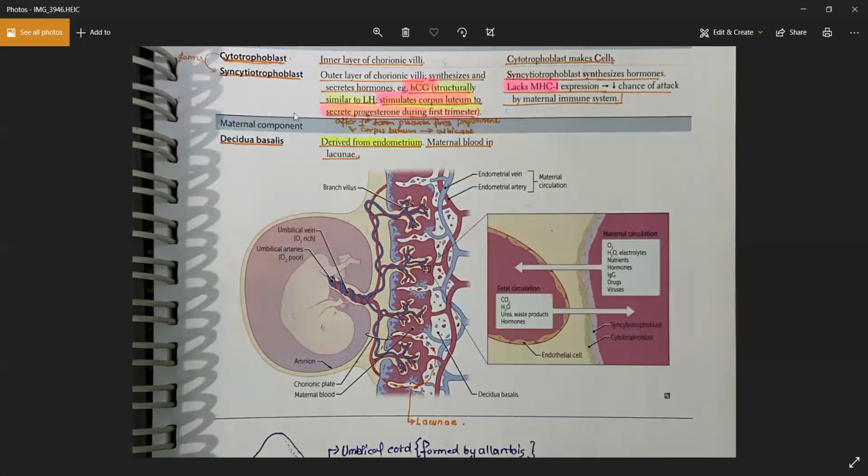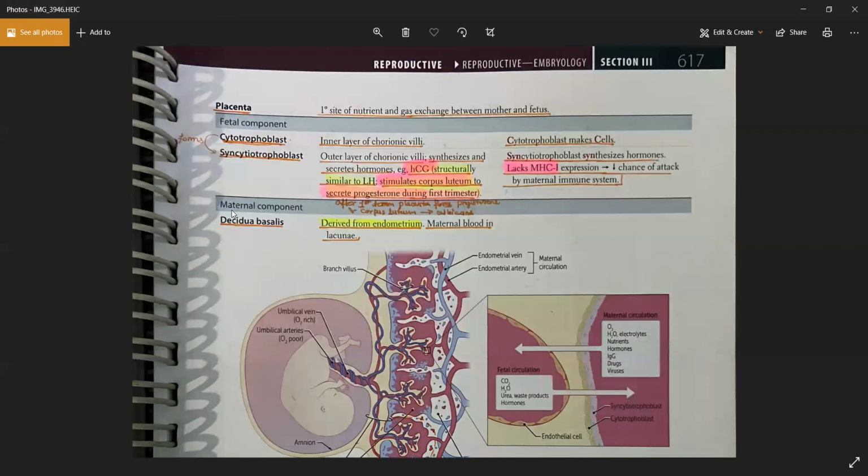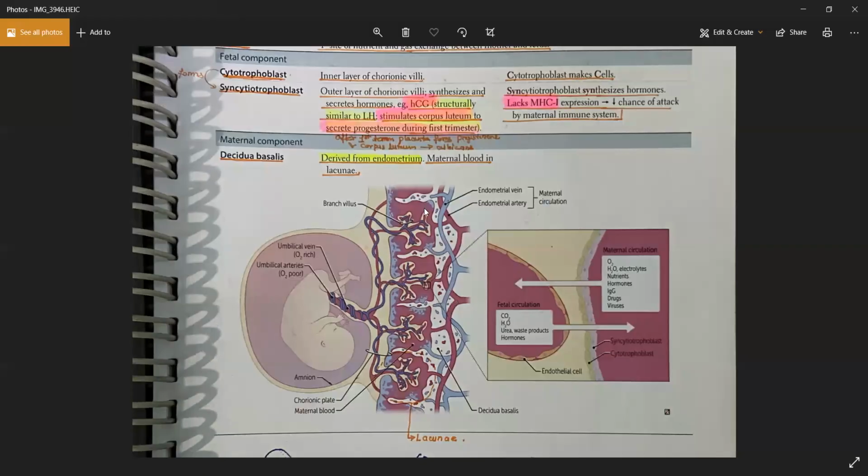Now you have the maternal component, which is derived from the endometrium of the uterus, and you call it the decidua basalis. This decidua basalis forms some lacunae which are filled with blood. Within these lacunae you have the blood vessels. These are the fetal blood vessels. Lining the fetal blood vessels, you have the syncytiotrophoblast and the cytotrophoblast. At one end of the syncytio- and cytotrophoblast you have the fetal circulation. On the other side, you have the maternal circulation. Is that okay?